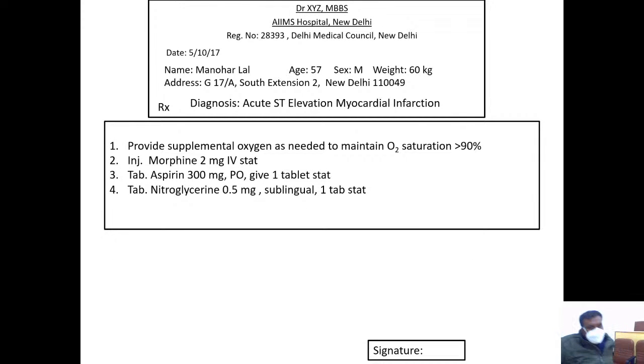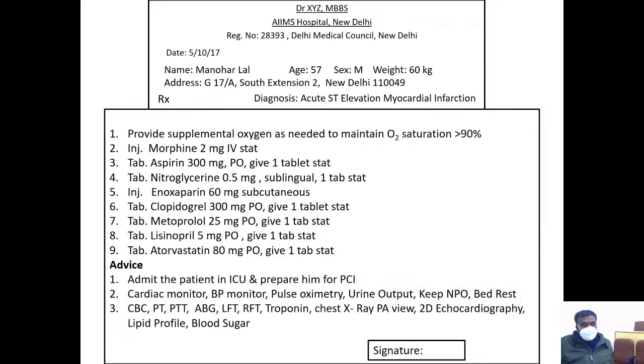In this prescription they have given only oxygen supplementation, morphine, aspirin and nitroglycerin. This is not a complete prescription. Now I will show you the complete prescription, how to prescribe when a patient presents with acute ST elevation myocardial infarction. So first, as I said for unstable angina presenting to the emergency, you have to provide supplemental oxygen. We have to maintain the oxygen saturation.